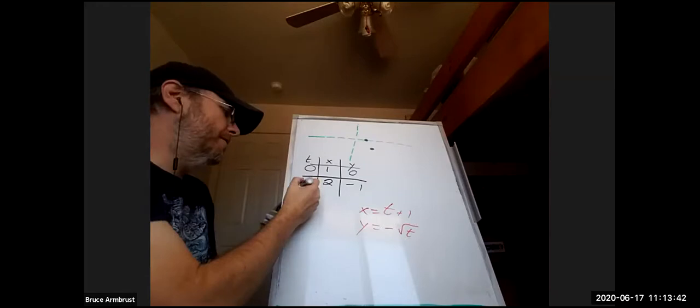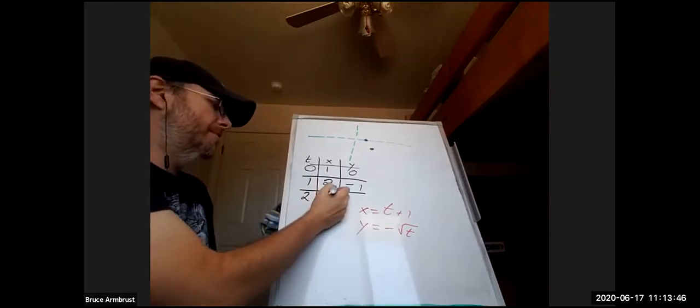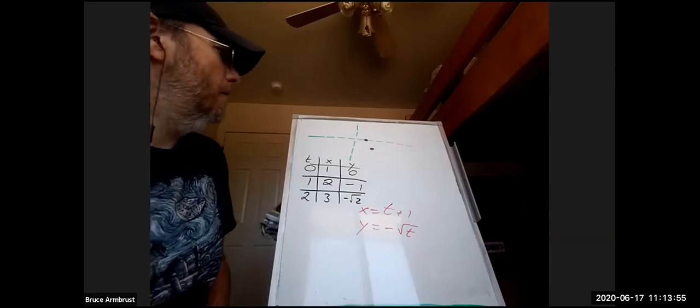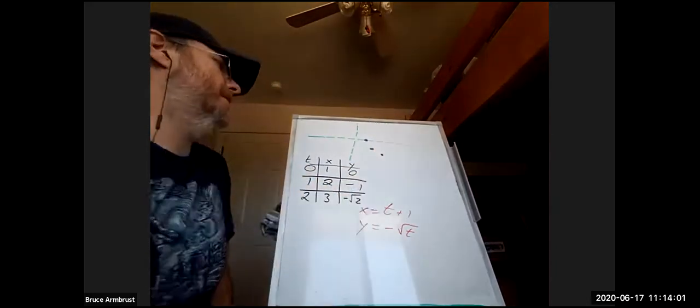And we can keep going. So for example, let's put in time t equals 2. Then x is going to be 3 and y is going to be negative square root of 2. The square root of 2 is around 1.4. So we're going to be at (3, -1.4), something like that.